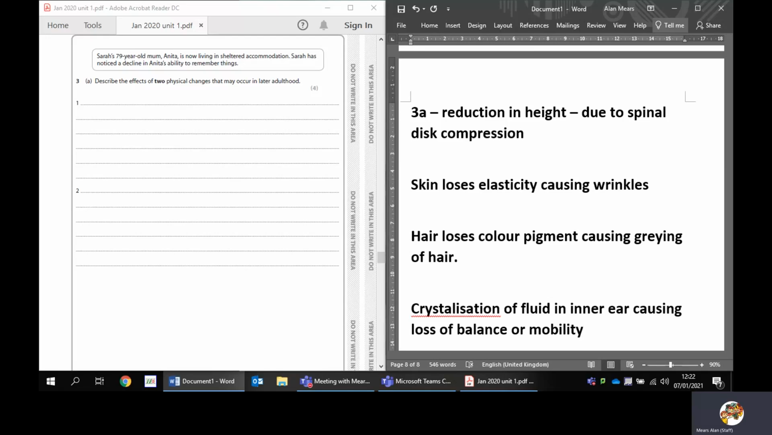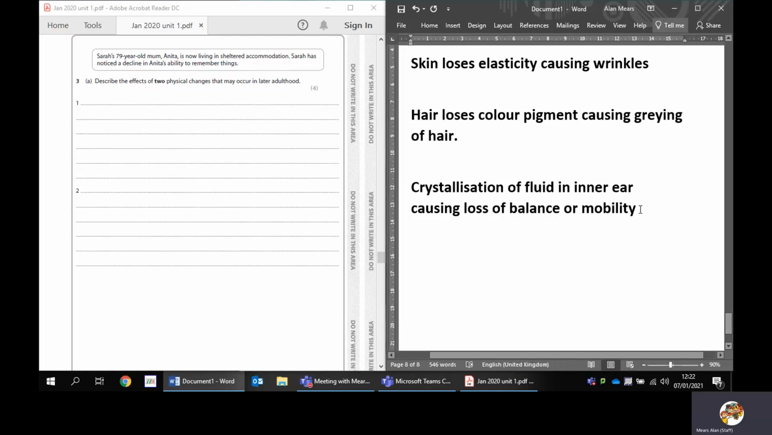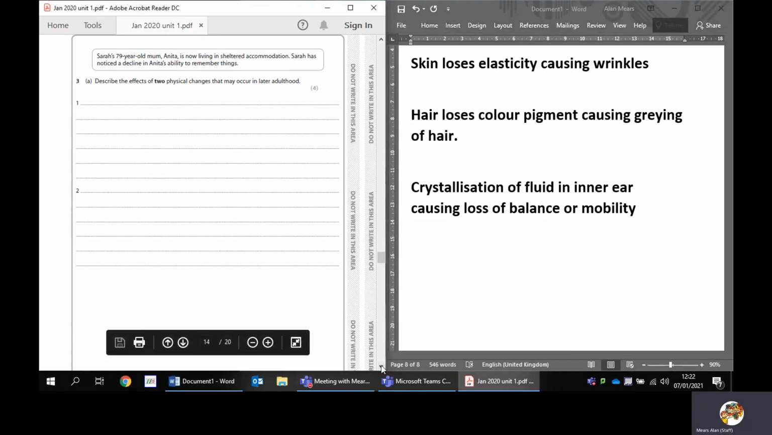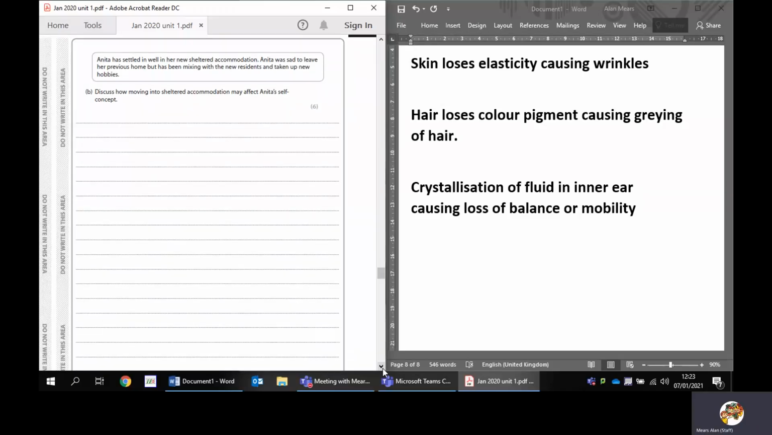So with this question, two physical changes, we're looking for things that physically happen. And I think because it is a 4 marker, you want to make your point. Reduction in height, the skin losing elasticity, hair loses color pigment, and then the kind of extra bit. So spinal disc compression, causes wrinkles, causes graying, crystallization of fluid in inner ear causes loss of mobility. So give 2 points per point. And again, try and keep it specific rather than just saying old people shrink, hair goes grey, people get wrinkly and horrible. Try and be specific in terms of your language and what's going on.